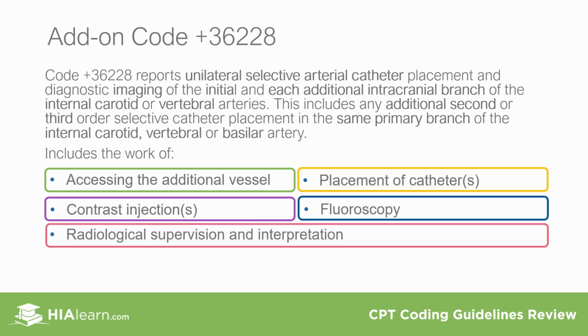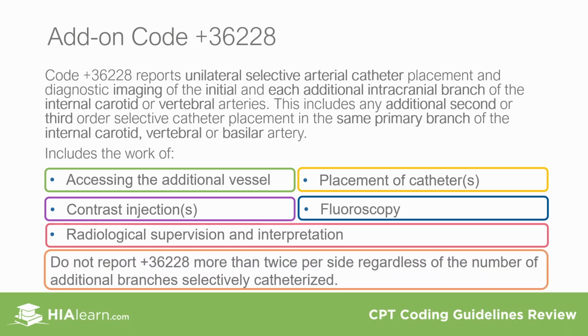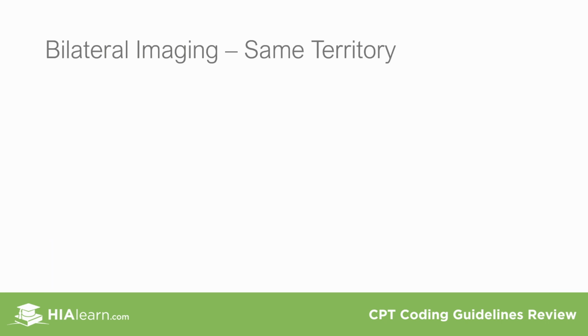36228 is reported in conjunction with codes 36223, 36224, 36225, and 36226. Code 36228 is not reported more than twice per side, regardless of the number of additional vessels selectively catheterized.